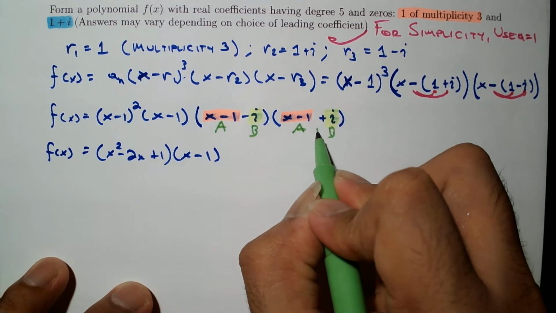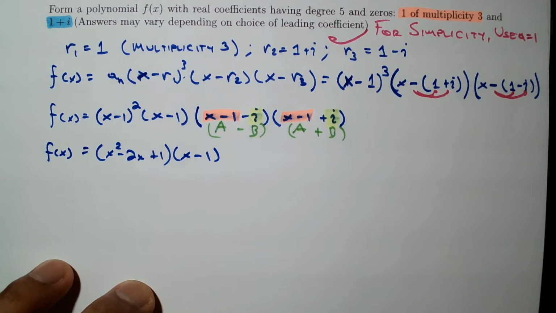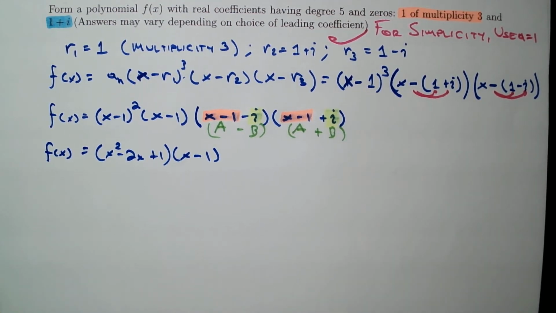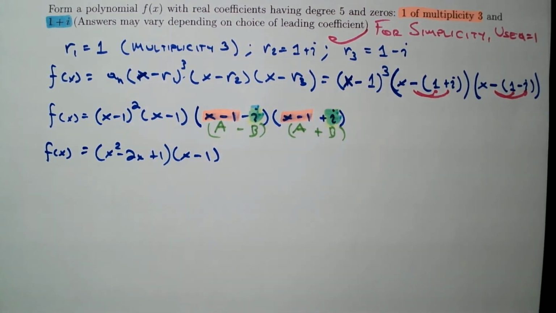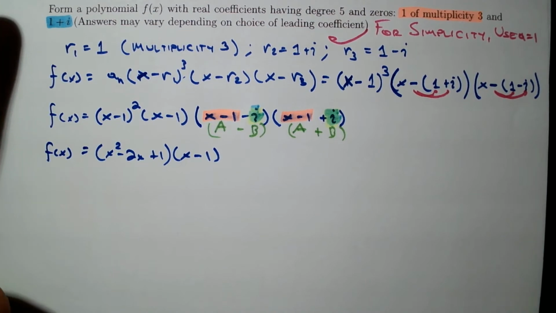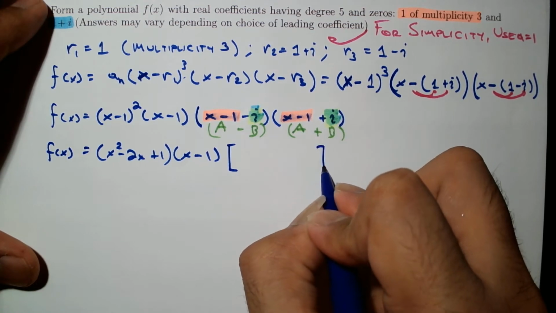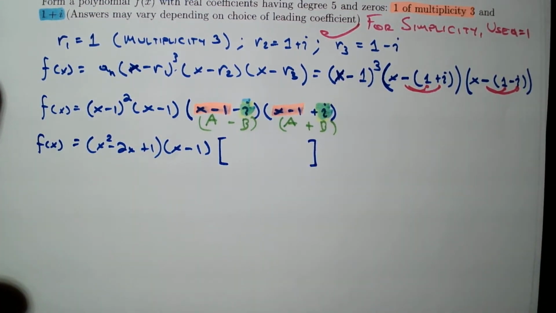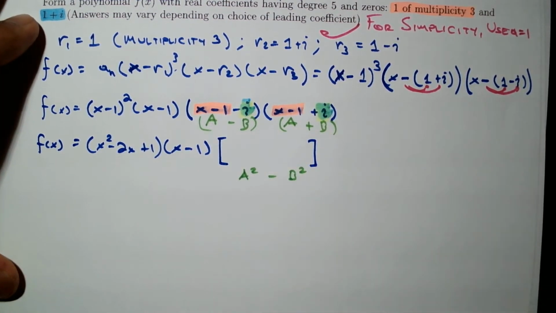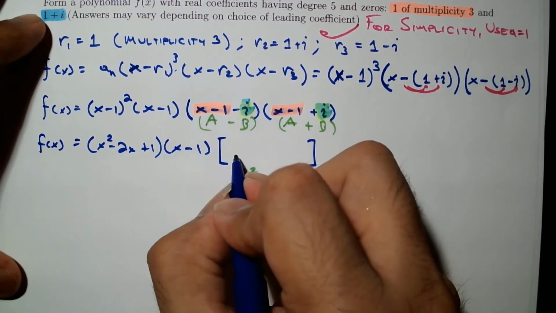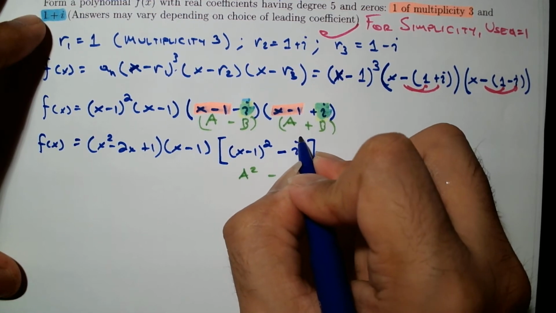Maybe I should have used A minus B times A plus B. That's going to give me something of the form of a difference of squares. So let me highlight. I'm going to get something of the form A squared minus B squared. So x minus 1 squared minus i squared.